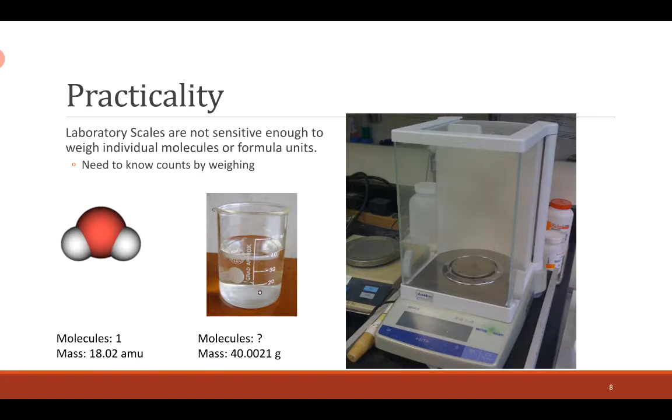And so we need to be able to know, just by weighing, how many molecules things are. And so we need a way of calculating from 40 grams of something how many molecules that corresponds to. And so if this was 40 grams of water, how many molecules is that? We can't sit there and count them.